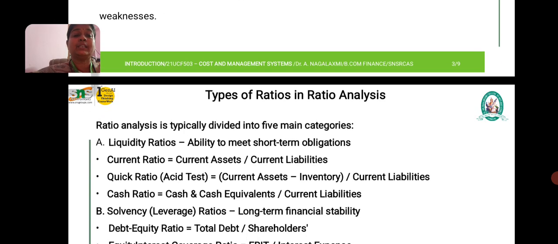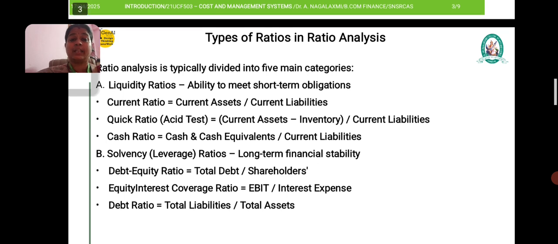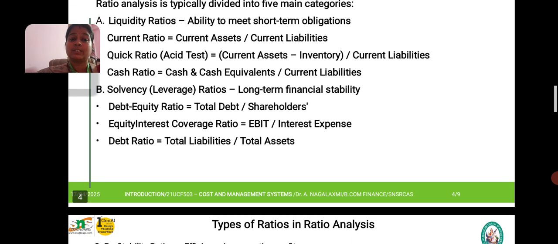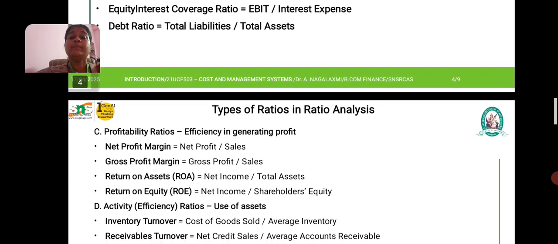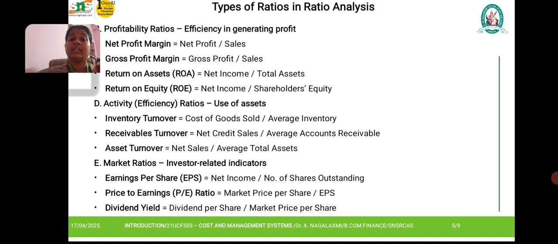Now we are going to see the types of ratio analysis. Ratio analysis is typically divided into 5 main categories. The first one is the liquidity ratio, the second is the solvency or leverage ratio, the third is the profitability ratio, the fourth is the activity or efficiency ratio, and the last one is the market ratio.